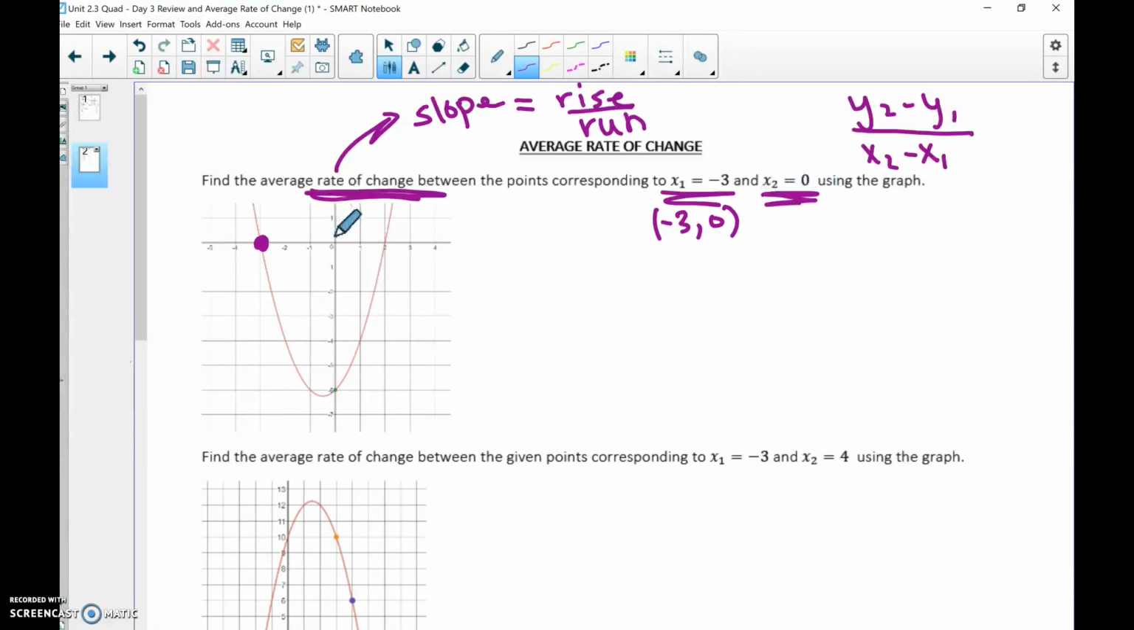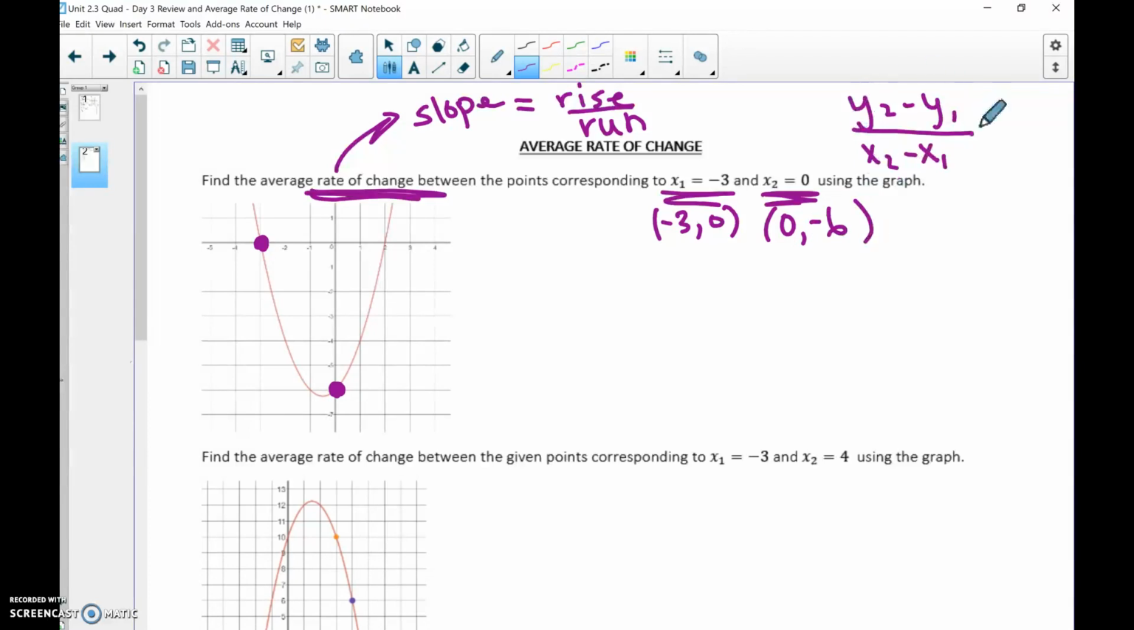Same thing with 0. If I go to 0 on the x-axis and I look up and down the whole thing, the parabola hits 0 down here. I can't use this point. There's no part of the parabola there. I want where's the parabola hitting the x value of 0. So it's really 0, comma, -6.